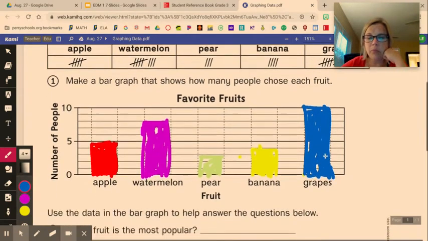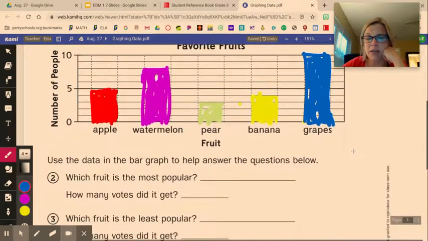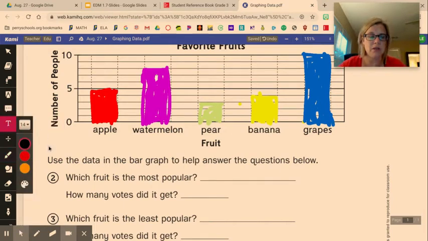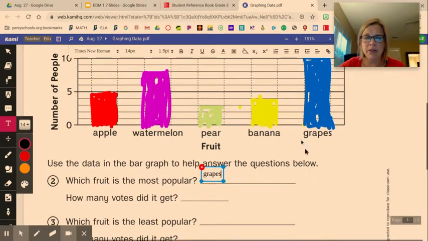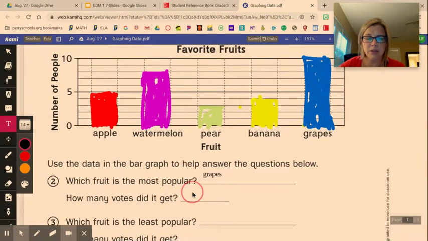Now, part of doing data is looking at it and interpreting or understanding it. So I'm going to use the data in the bar graph to help me answer these questions below. I'm going to switch to my texting tool. So it says, which fruit is the most popular? So which fruit did the kids like the most? Well, most kids liked the grape the most, so I'm going to put my texting chart here, and I'm just going to say grapes. How many votes did grapes get? Well, they got 10, so I'm going to go down here and say 10.